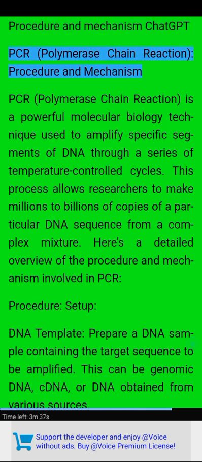Procedure and mechanism. ChatGPT: PCR, polymerase chain reaction, procedure and mechanism. PCR is a powerful molecular biology technique used to amplify specific segments of DNA through a series of temperature-controlled cycles. This process allows researchers to make millions to billions of copies of a particular DNA sequence from a complex mixture. Here's a detailed overview of the procedure and mechanism involved in PCR.